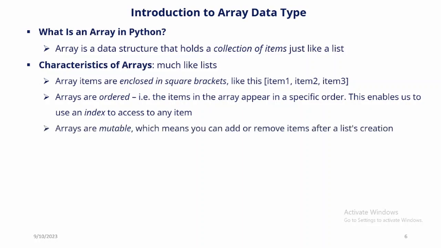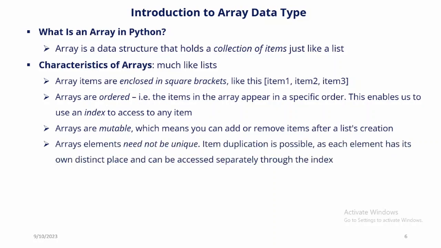Array items are mutable, just like a list, which means you can add or remove items from an array after it has been created. Array elements also need not be unique. Item duplication is possible, just like a list. So we can have three names that are the same: Jonathan, Jonathan, Jonathan.